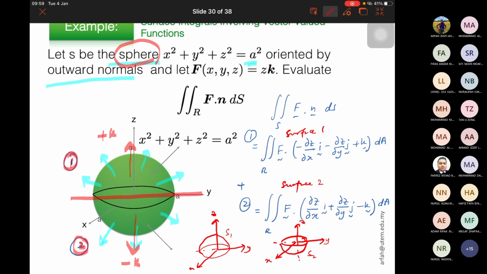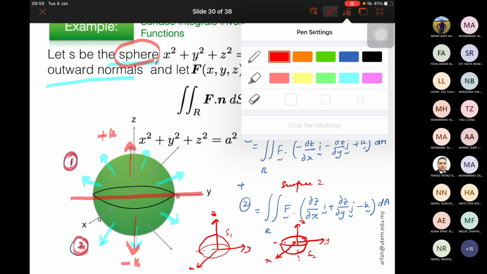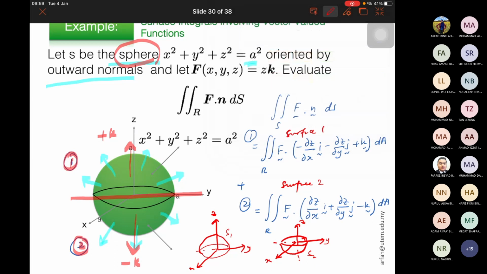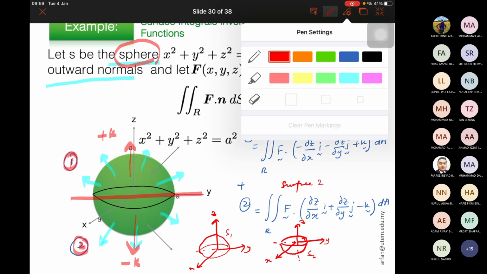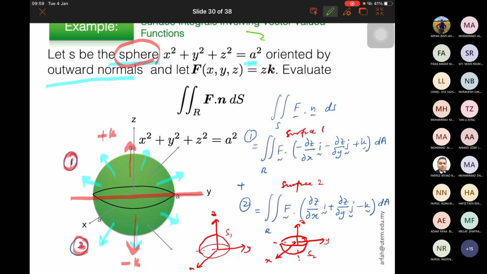So z equals f(x,y). And then you are given this equation of x squared plus y squared plus z squared equal to a squared. From this one we have z equal to a function of x, y. So develop the equation for this one.